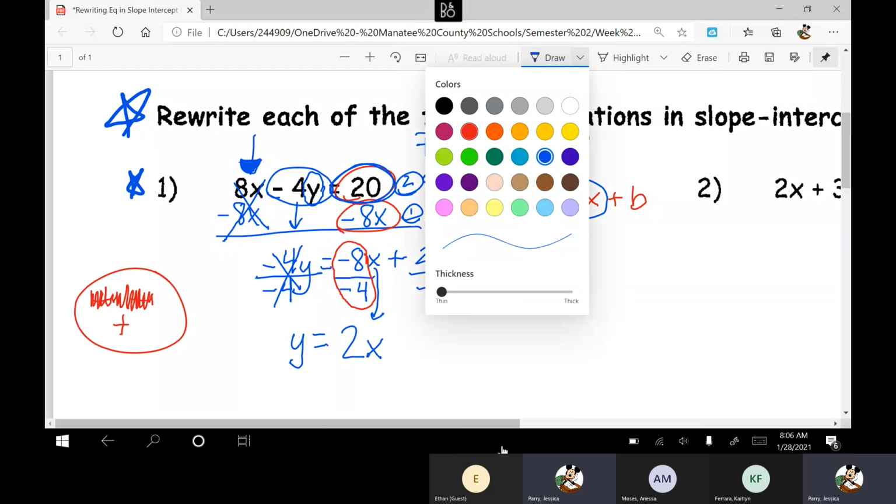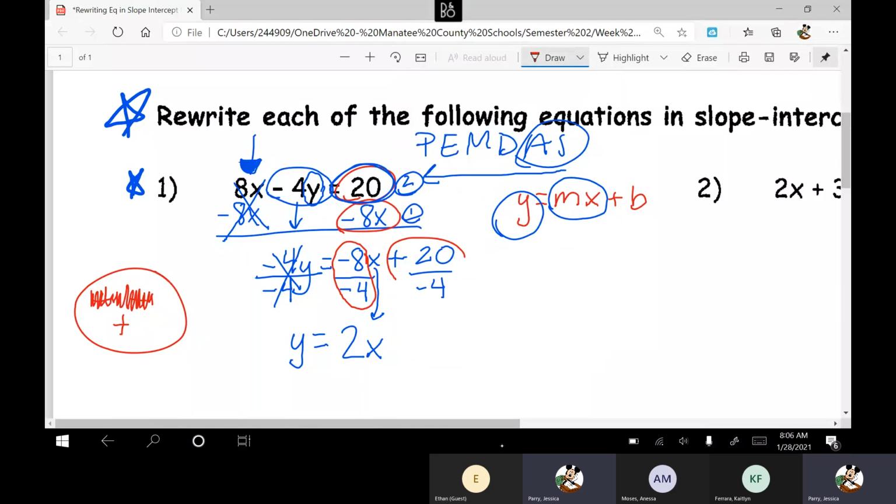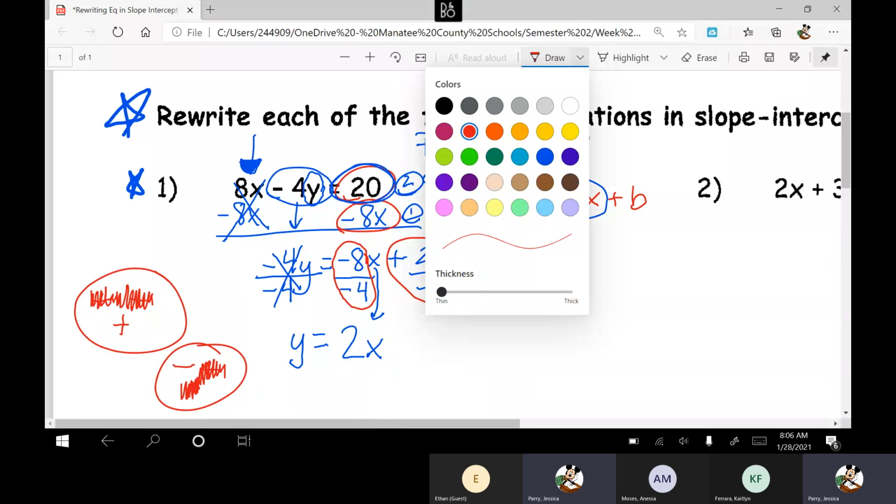And then let's do the rest of our division, simplifying if we can. This positive 20 divided by negative 4. We have a positive divided by a negative, so we know that's negative.